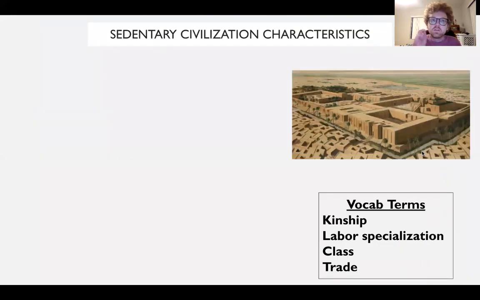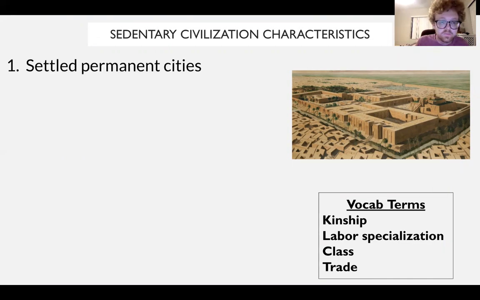But what makes the Neolithic and start of the classical period unique? What is so cool or special about sedentary civilization? Well, there are five characteristics. For one thing, a sedentary civilization has a society that exists in permanently settled spaces. So permanently settled cities are going to be a mark of sedentary civilizations.